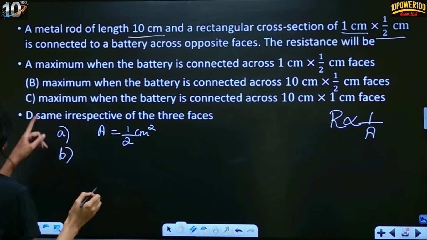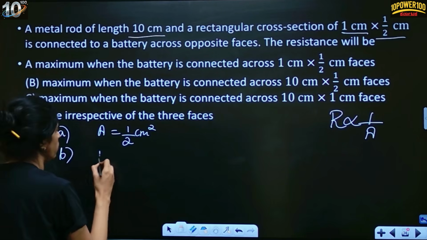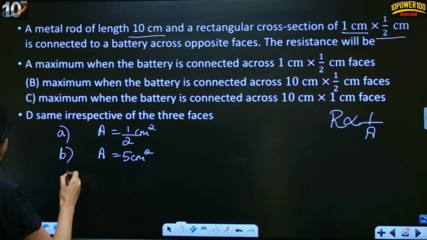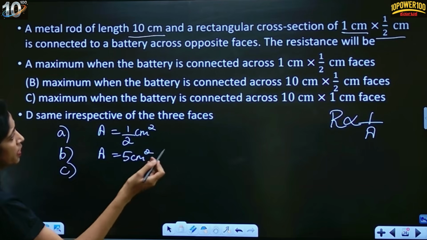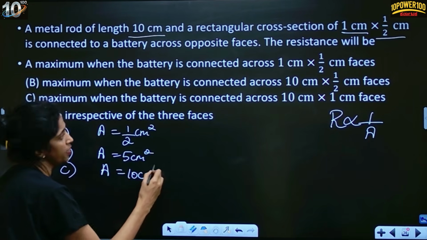In option B, the maximum is when it is connected across 10 centimeter into half centimeter, and area will be 5 centimeter square. Just 2 into 5, 10. Next, option C, maximum when battery is connected across 10 into 1 centimeter. So area is 10 into 1, which is 10 centimeter square.